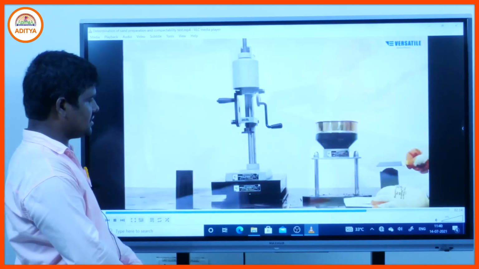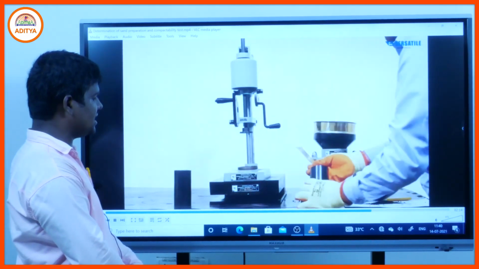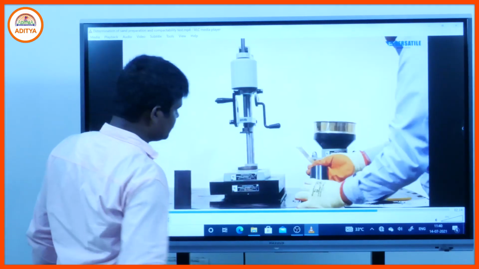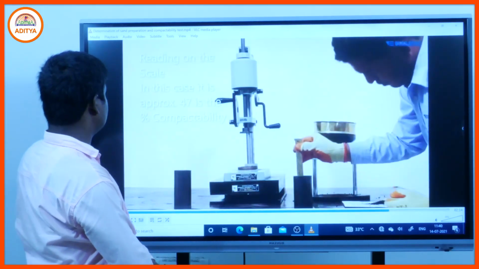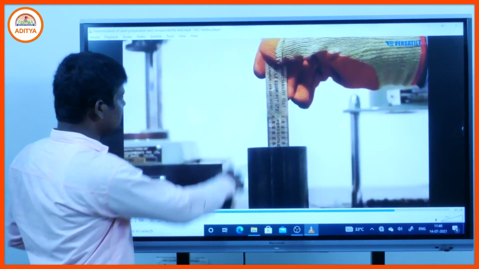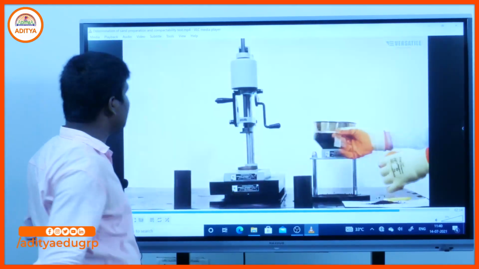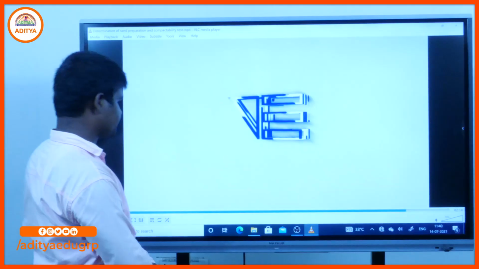Using some devices we remove the extra material from that particular tube. And after ramming, using some scale, we measure the compactability percentage.